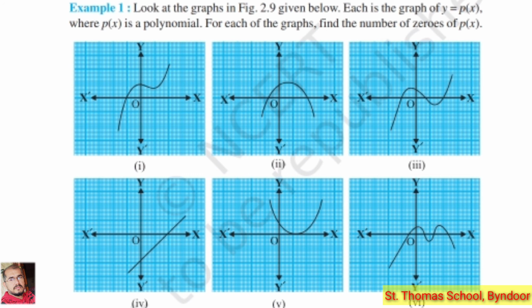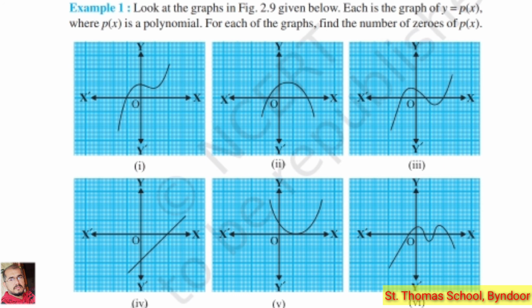Now the last one, the sixth one. How many zeros are coming? You can see 1, 2, 3, 4 zeros we are getting. So the curve passes through the x-axis at 4 different points. You have to consider it. Okay, so I hope that all of you understood.